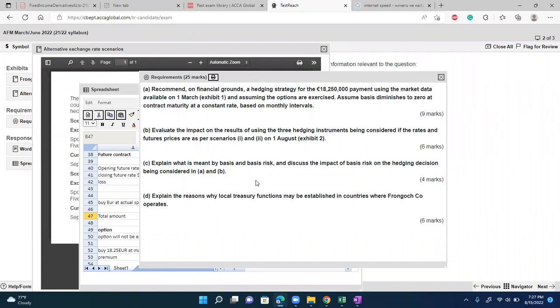Guys, any questions? And the last part is very simple. Explain the reason why a local treasury function may be established in countries. Why is there a need for a local treasury instead of a central treasury?